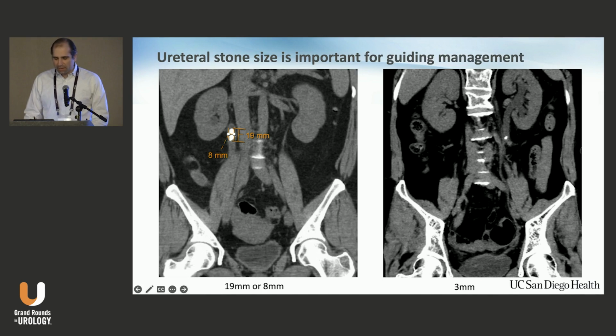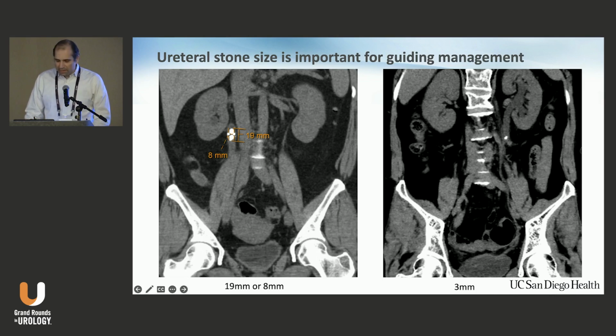And you can imagine if you have the patient on the left versus the patient on the right, there's probably a very different way you might be thinking about managing them. The patient on the left has a 19 millimeter proximal ureteral stone. The patient on the right has a 3 millimeter ureteral stone.